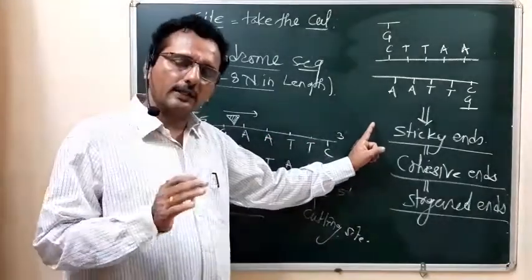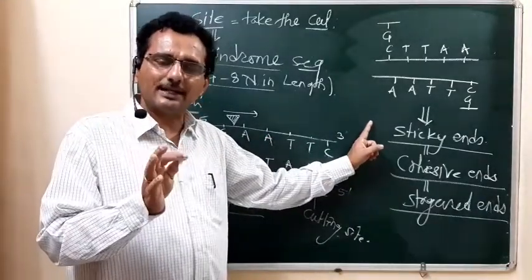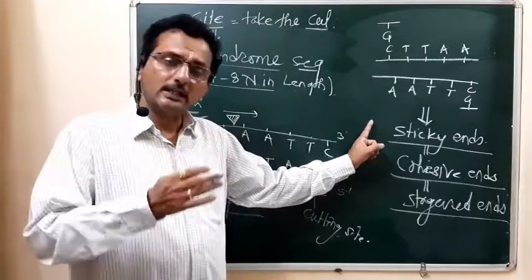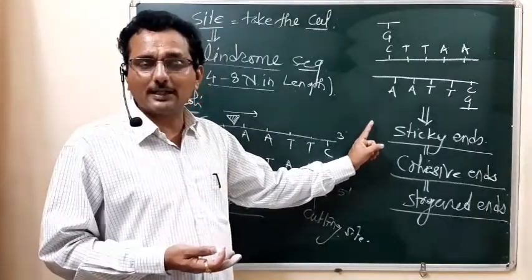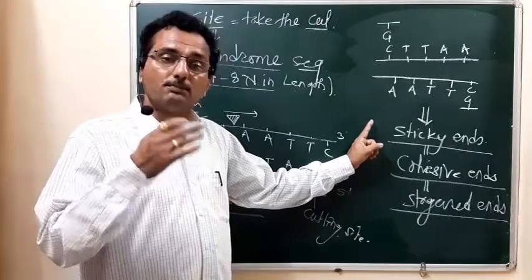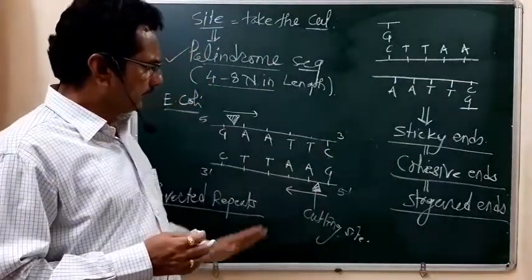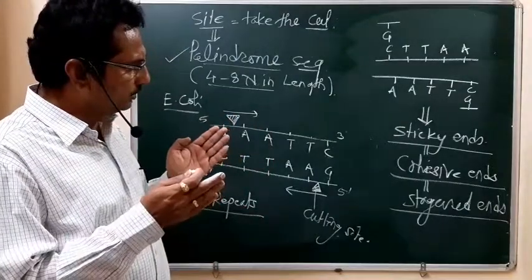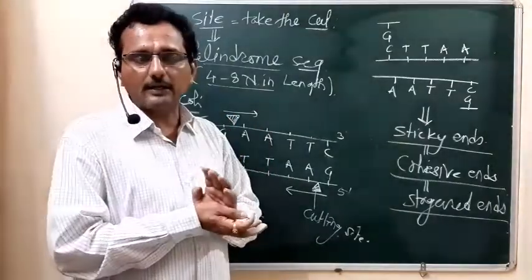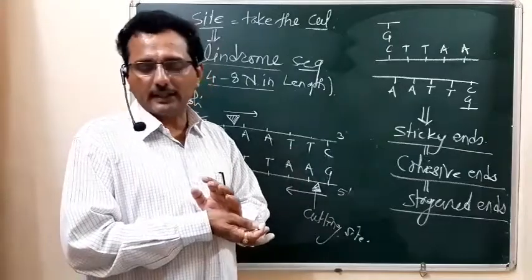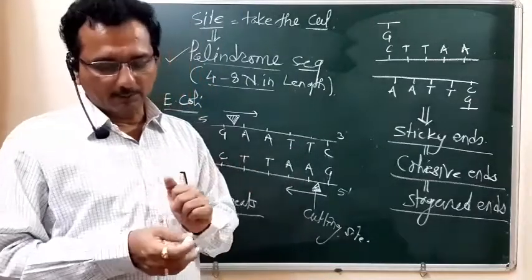But it is not like that. Not all restriction endonuclease enzymes form sticky ends. Some restriction endonuclease enzymes form blunt ends. But which restriction endonuclease enzyme forms the sticky end and which one forms the blunt end, I want to give you examples.